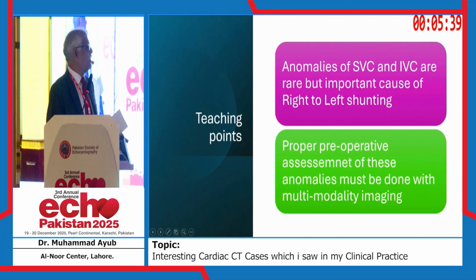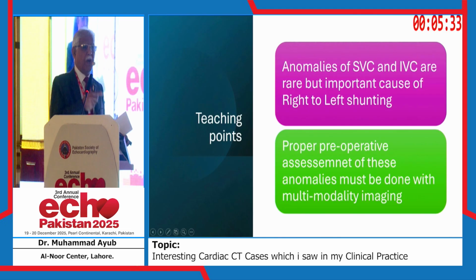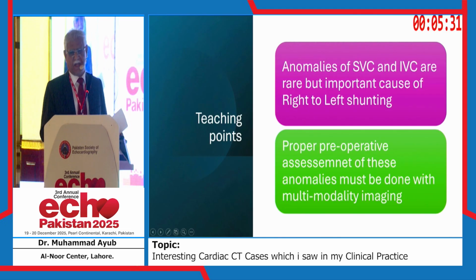So these are anomalies of the SVC and IVC. These are rare, but one must be aware that in preoperative assessment you must look for these things. Otherwise, if you miss them, it will result in a catastrophe.